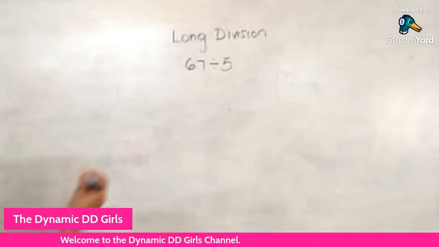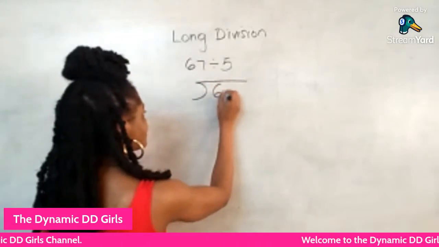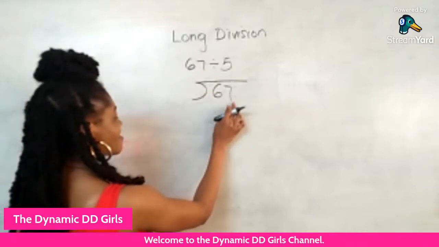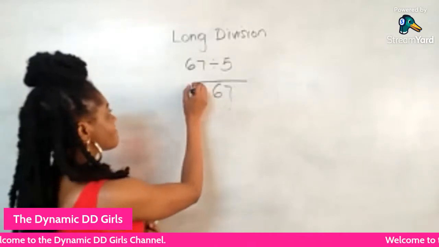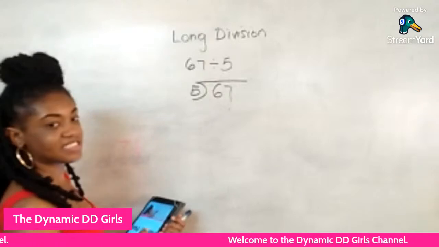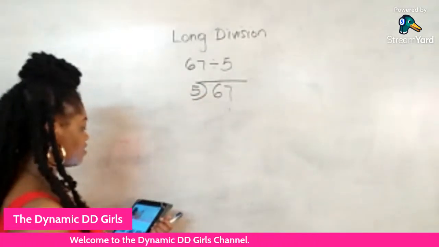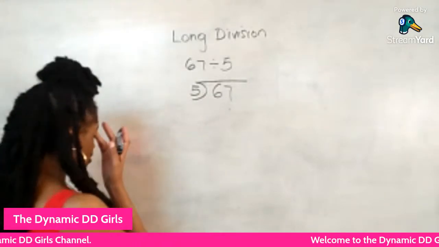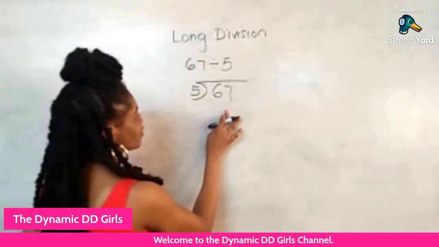All right, so look at how I go about setting up the problem. So this is 67. And of course, 67 is your dividend. And of course, we have 5, which is our divisor. All right, so let's work it together now.